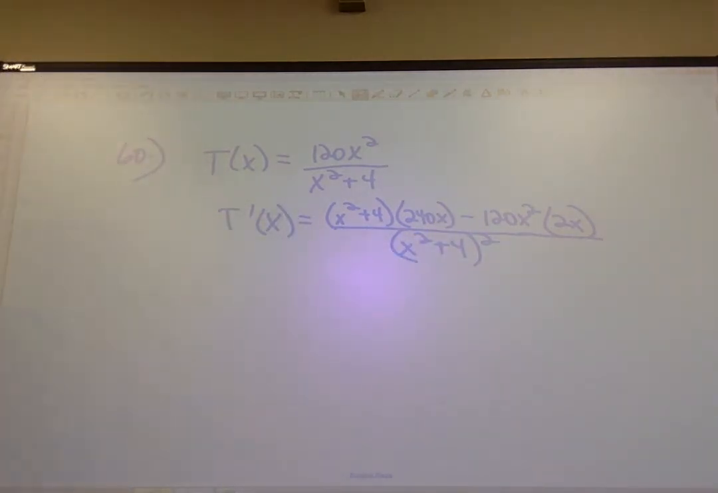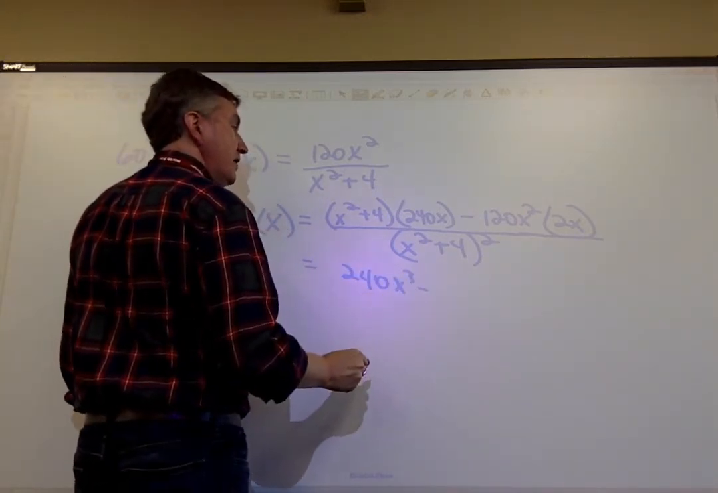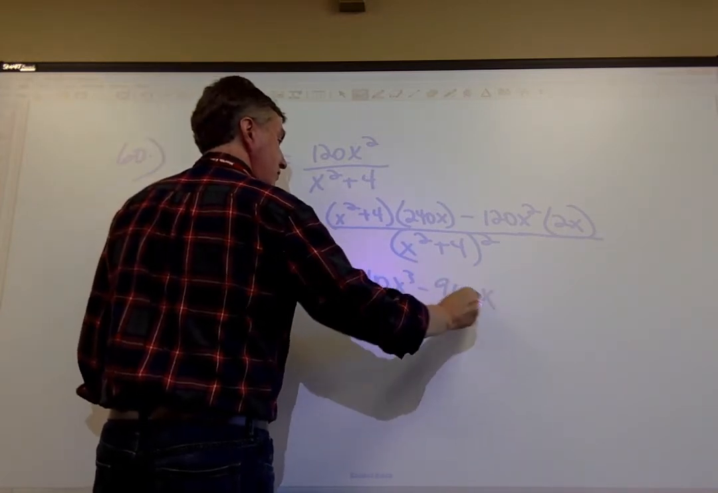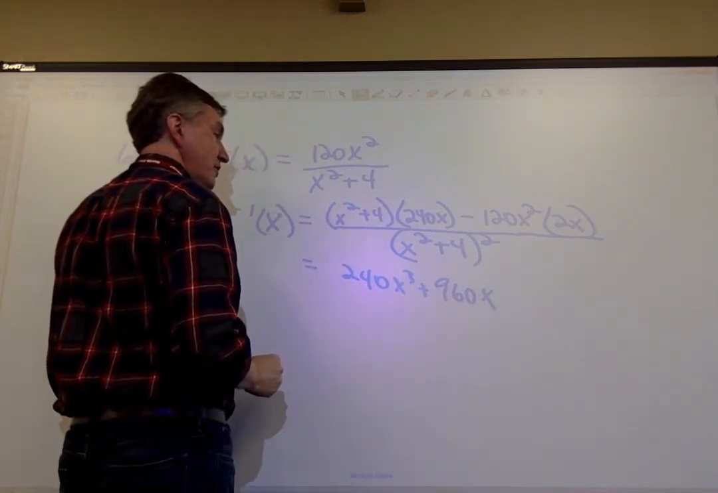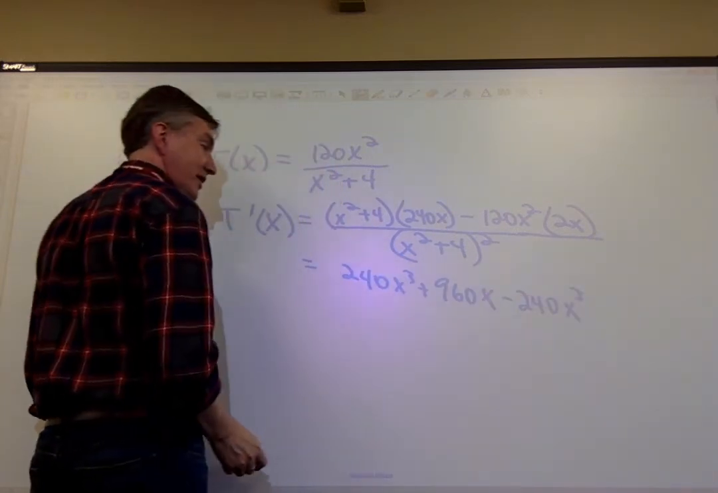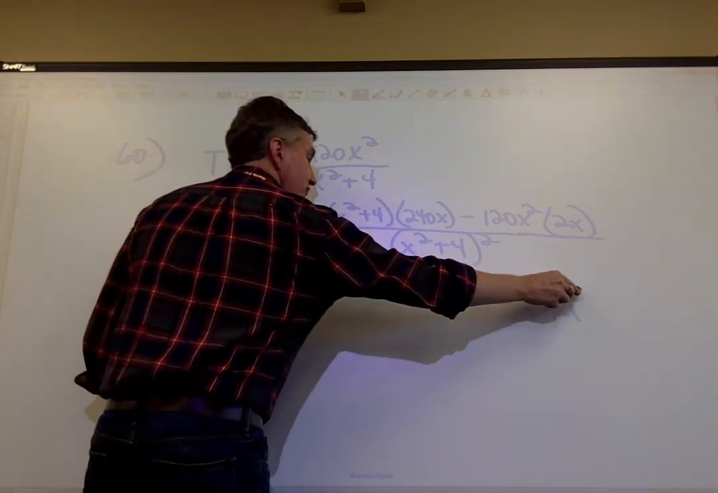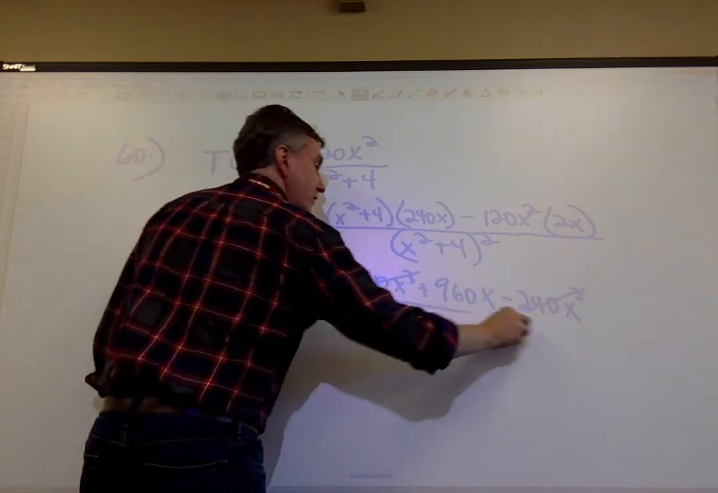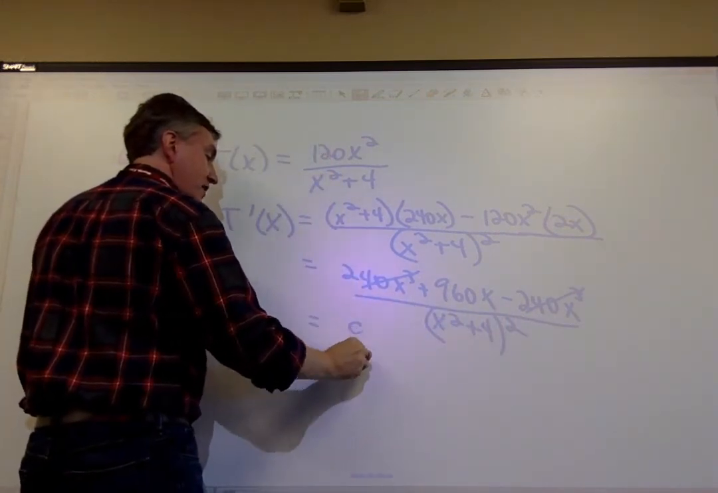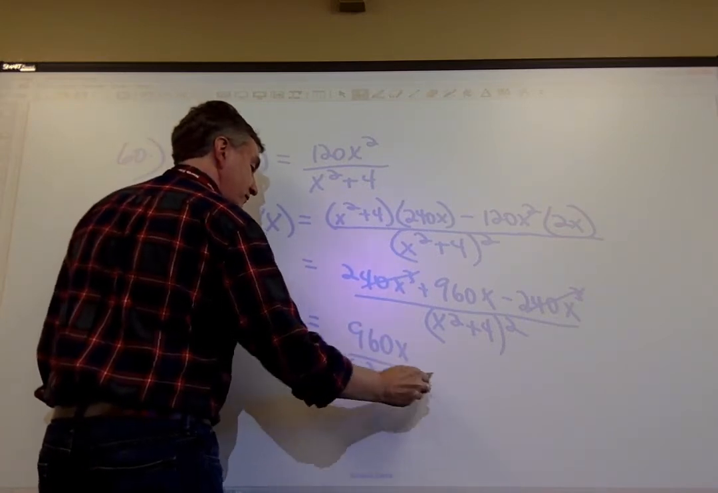Okay. So we've got 240x cubed minus, what's that? Plus, thank you, minus 240x cubed. I like that. Do you like that? That's nice, if you do that right. Over (x squared plus 4) squared. So we've got 960x over (x squared plus 4) squared.